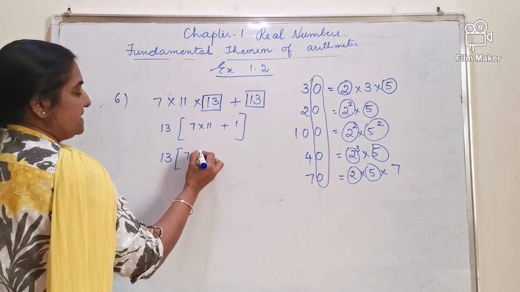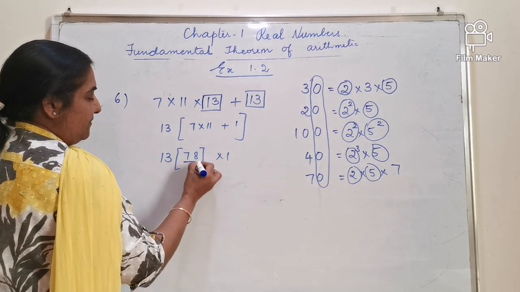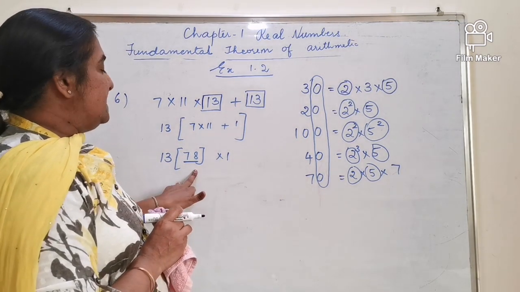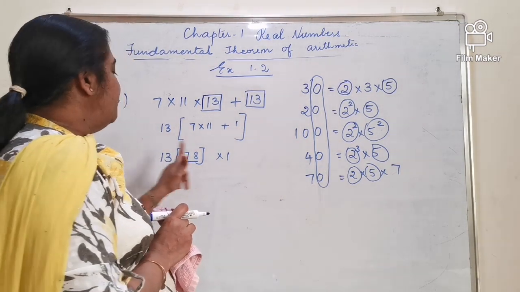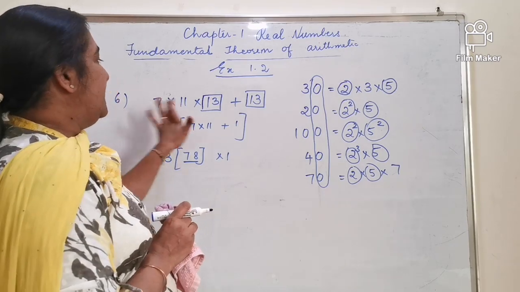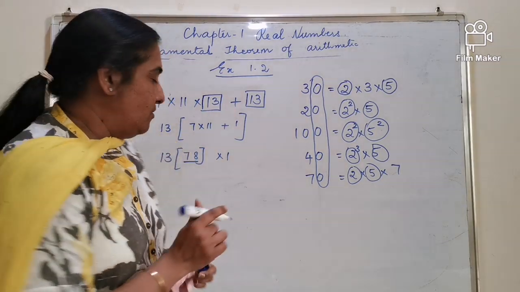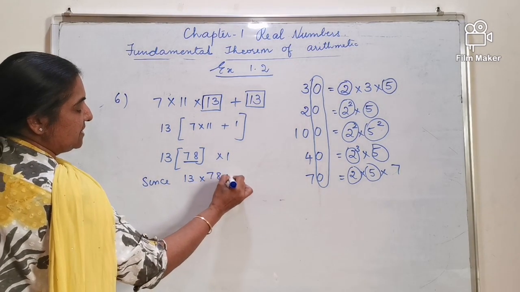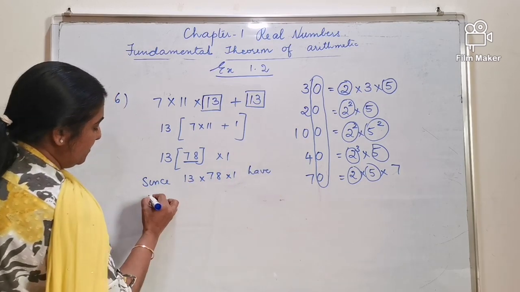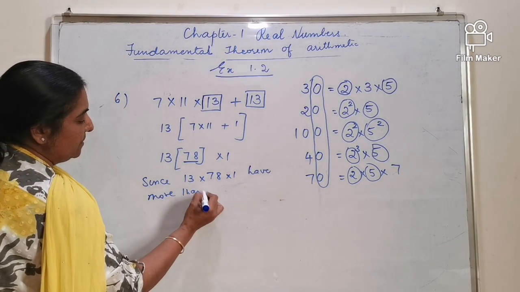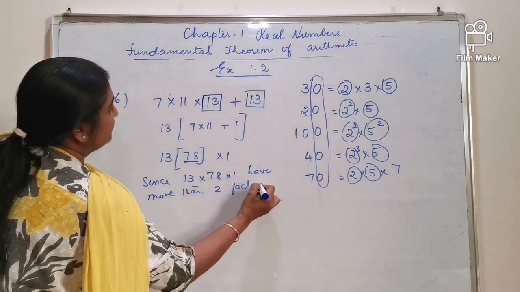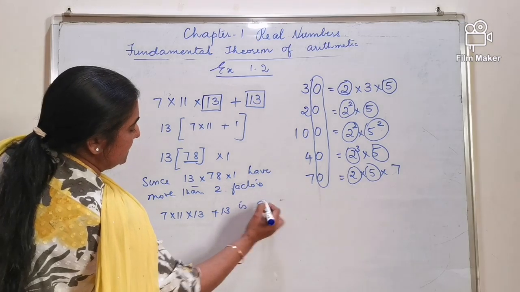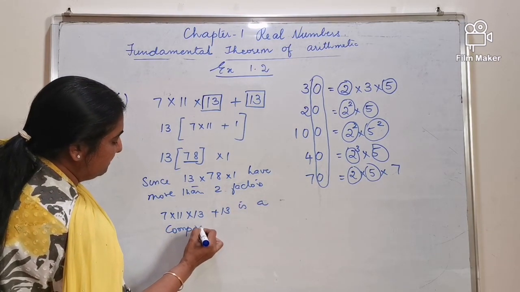13 into 78. Even without prime factorization, we can say that this number is a product of more than 2 factors. It is definitely a composite number. Or since 13 into 78 into 1 has more than 2 factors, 7 into 11 into 13 plus 13 is a composite number.